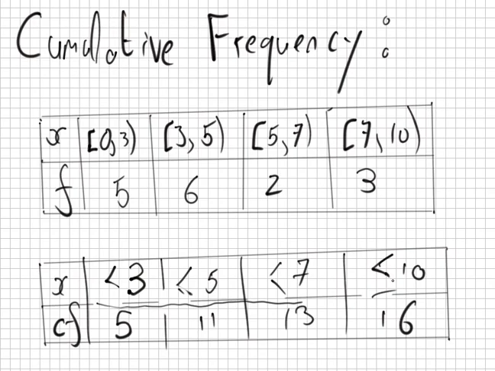So if you think about it, if I said I have 16 pieces of data between 0 and 10, then of course you have 16 pieces of data which is less than 10, because that's everything you have. So this is called the cumulative frequency. It tells you how much you have up to a particular point.